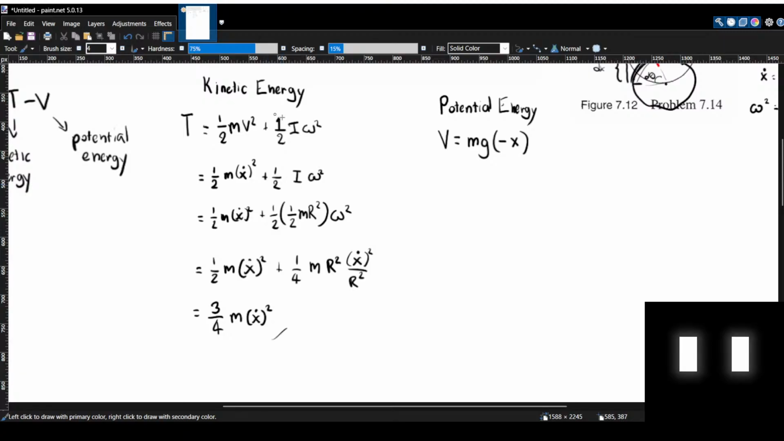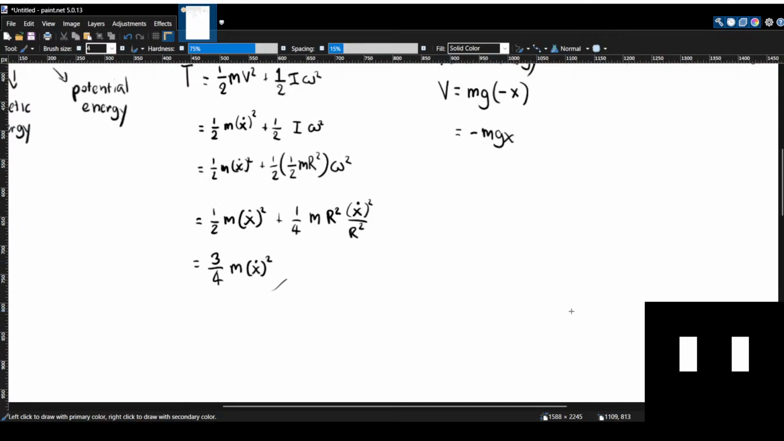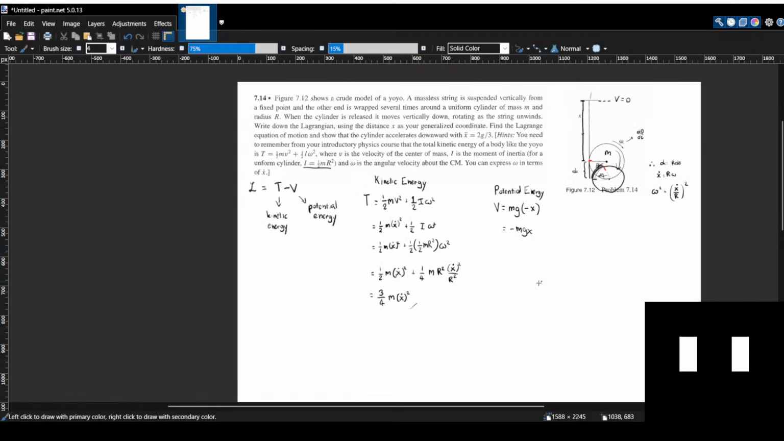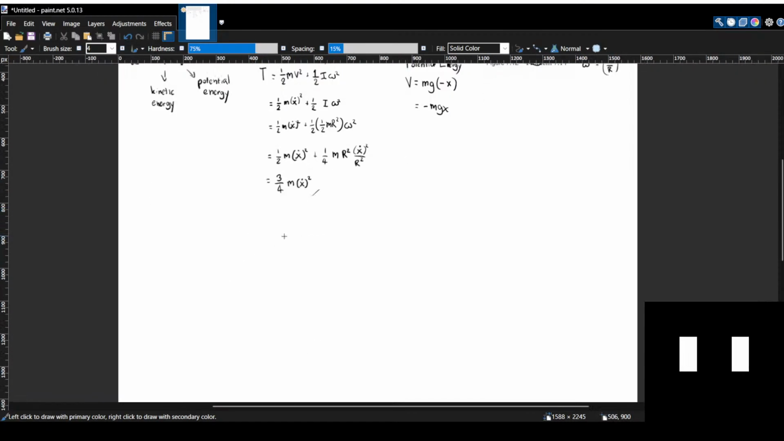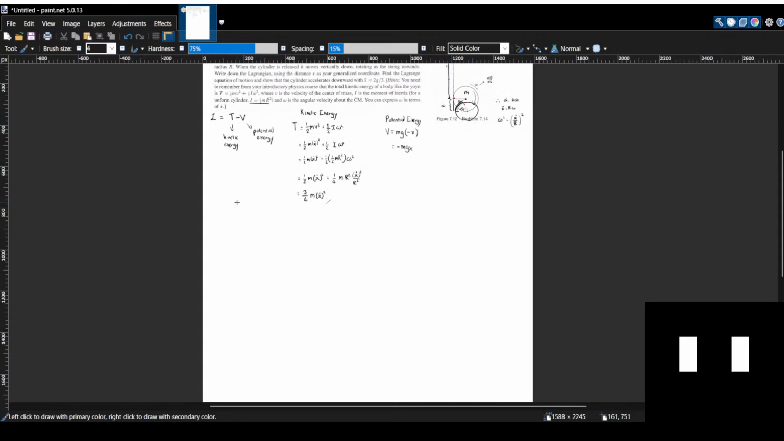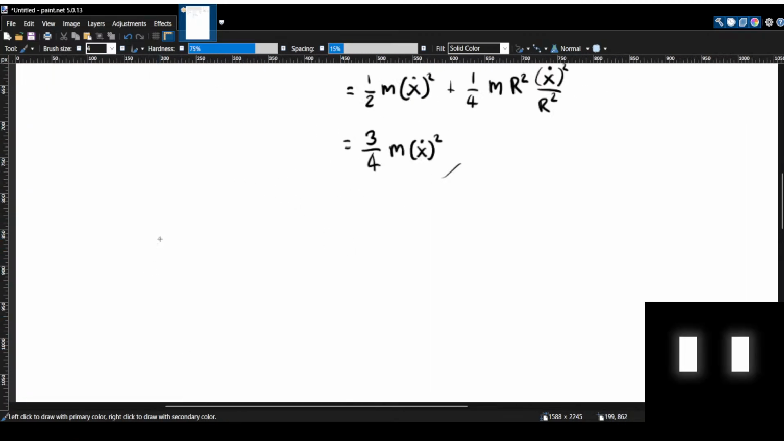And that is our kinetic energy term. Then we have the potential energy, which is equal to negative mgx. Alright. Everyone's caught up? Perfect. So now let's find the Lagrangian. Okay, we have plenty of space left.